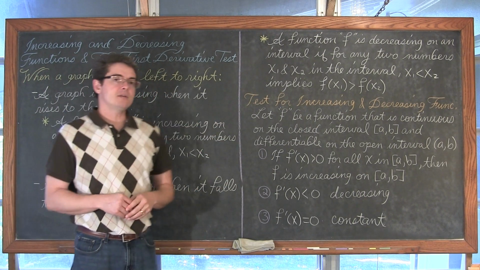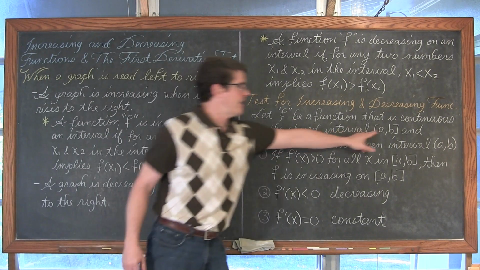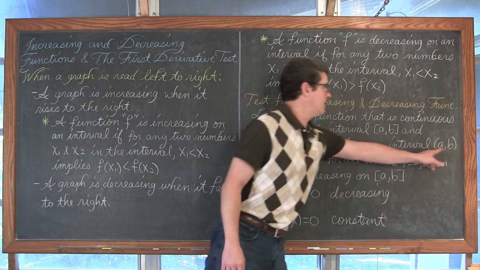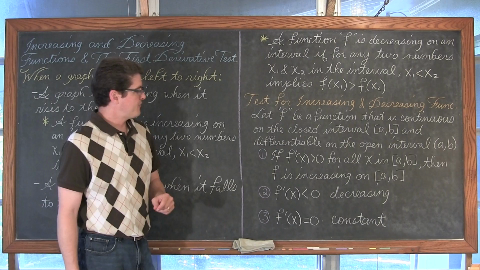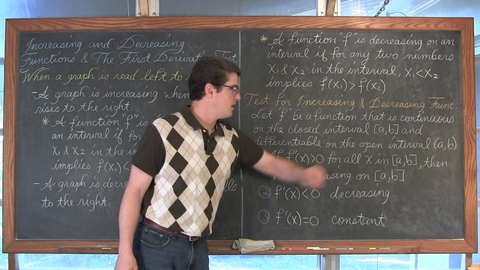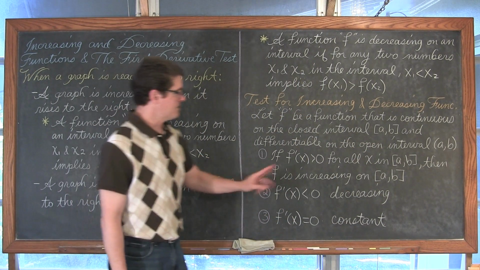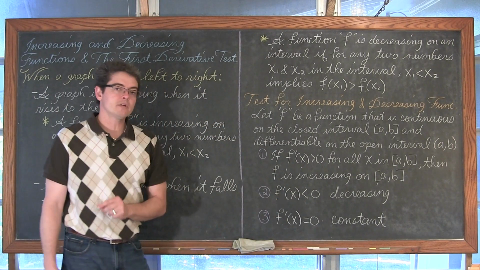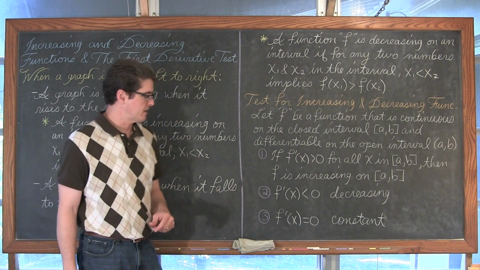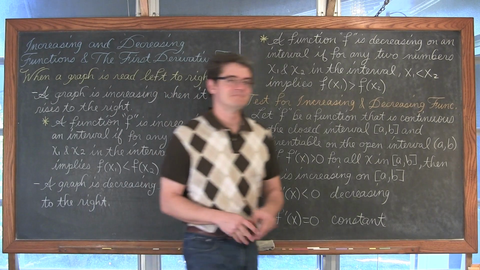A test for increasing and decreasing functions. Let f be a function that is continuous on the closed interval of a to b and differentiable on the open interval of a to b. If f prime of x, or the derivative of f of x, is greater than 0 for all x's in that interval, then f is increasing on that interval. If the first derivative is less than 0, or negative, then the function is decreasing along that interval. And if the first derivative is equal to 0, well, then you have a constant.